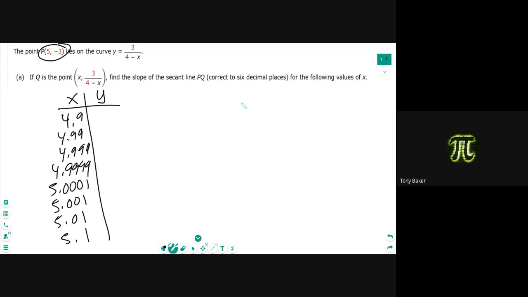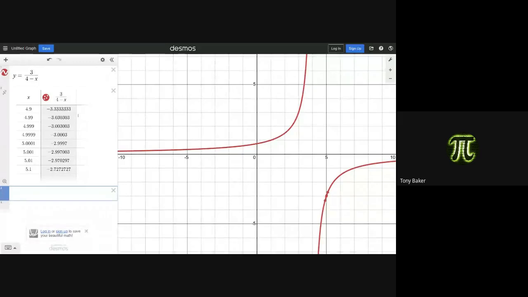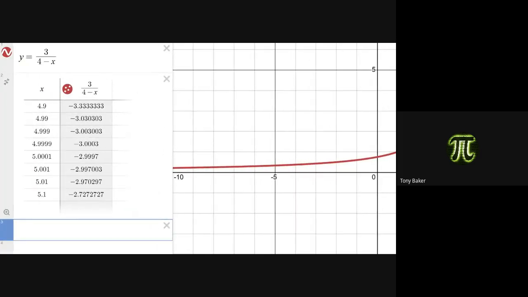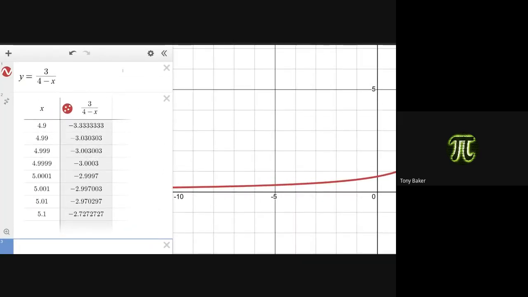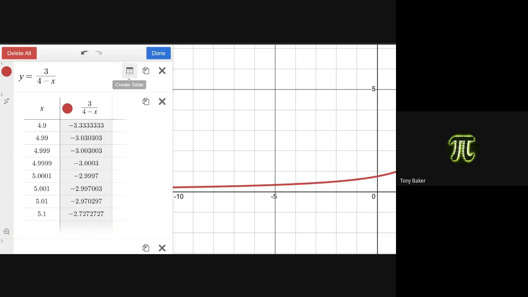Okay. So now we need the y for all this. So basically for these points, we've got the x, we need the y. You are going to be allowed to use Desmos on the test, so use Desmos. So I typed in the equation for it, and then you click this little gear and you can get the table.